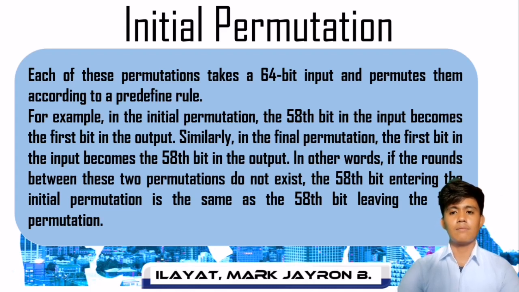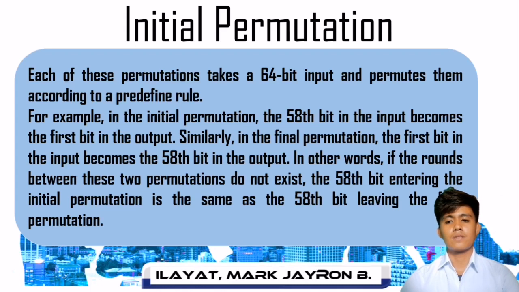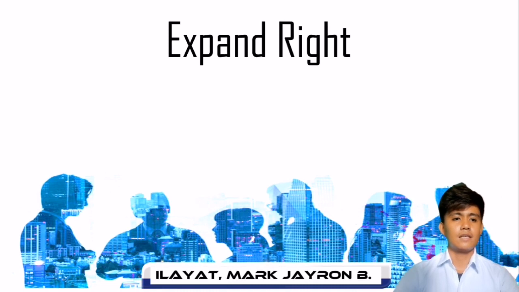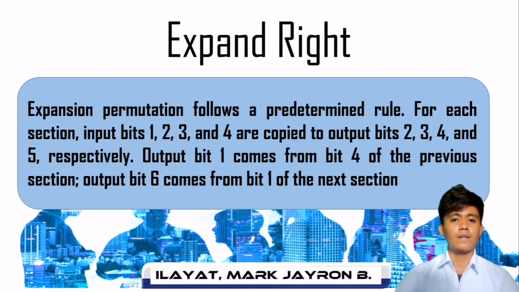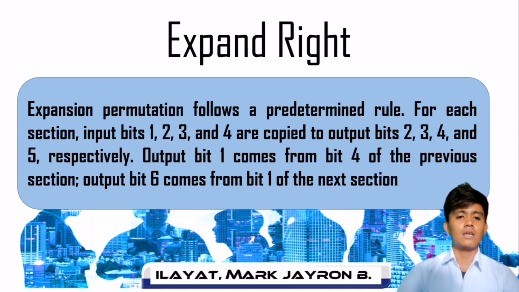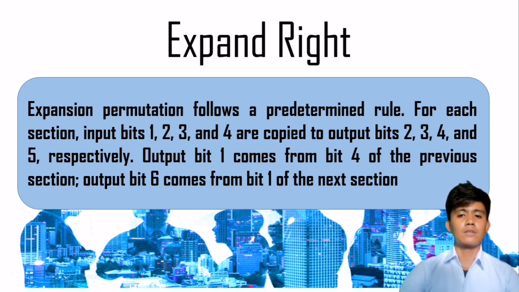Note that the number of output ports is 48, but their value range is only 1 to 32. Some of the inputs go to more than one output. Expand right. The expansion permutation follows a predetermined rule. For each section, input bits 1, 2, 3, and 4 are copied to output bits 2, 3, 4, and 5 respectively. Output bit 1 comes from bit 4 of the previous section. Output bit 6 comes from bit 1 of the next section.